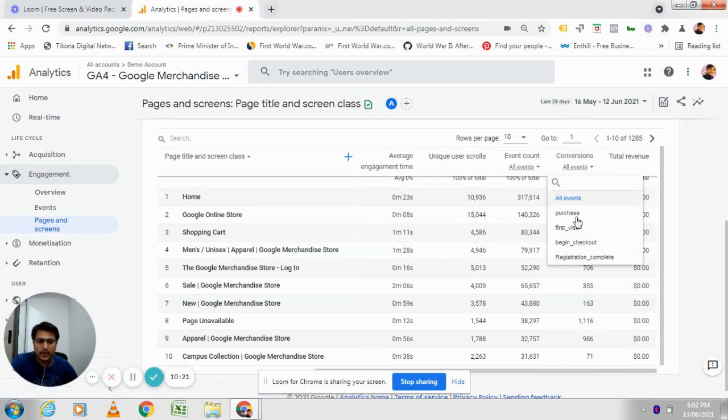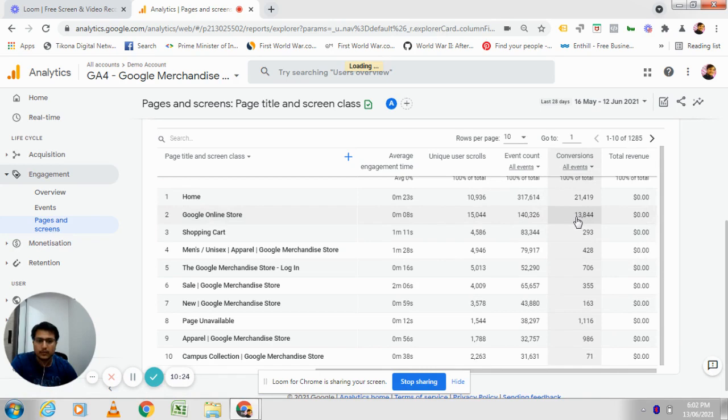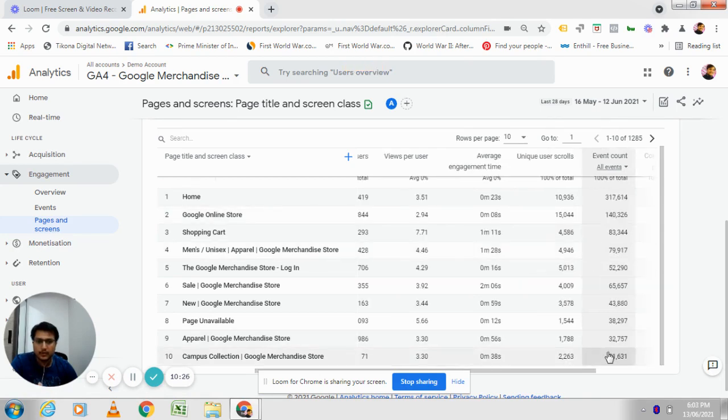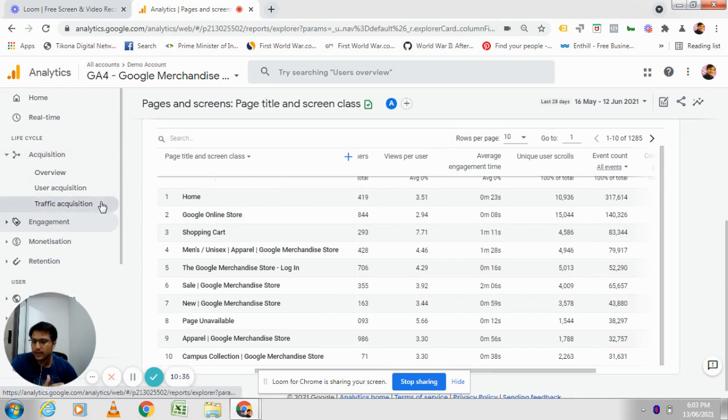If you add one event called purchase, then what is going to happen, you will be able to see the purchases against those particular page titles and screen classes. So this is very important. So in acquisition, guys, you understood traffic acquisition.